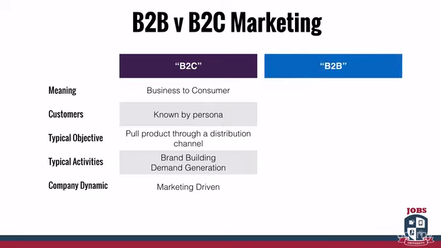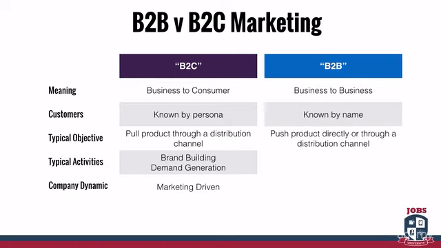The other term you're going to hear is B2B, and B2B stands for business to business. Now, in business to business, you're generally selling to other companies. So, for example, you might be selling a software system that helps retailers build email lists for their customers. In this case, your customers are all known by name since you have a smaller known number of clients. The typical objective in B2B is to push product directly through a distribution channel. And this is the big difference between B2C, where you're sort of pulling product through a distribution channel.